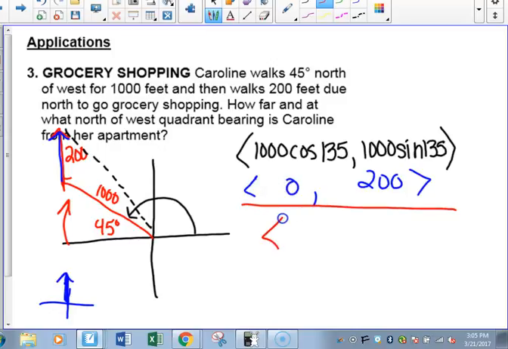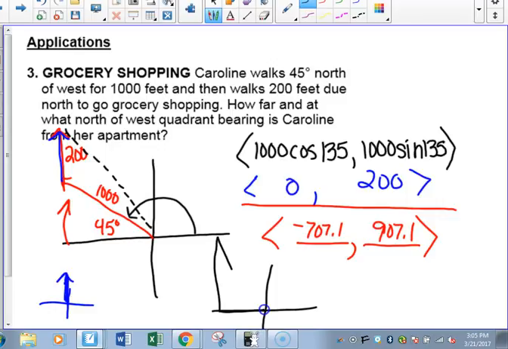All right, if we add those together, we get the components of her resultant, not the magnitude. We have to do some more work. Is it negative 707.1 and 907.1? It's kind of sad, but I think it's the third time today I've done that question. Is that right? Okay. That's her resultant. So this is where she's actually at from home. If she went back at a right angle, she'd have to go 907.1 down and 707.1 back, but she's going to go straight back to her apartment.